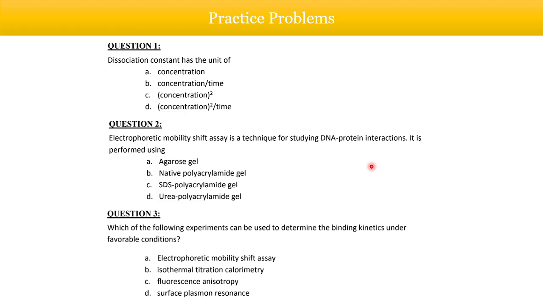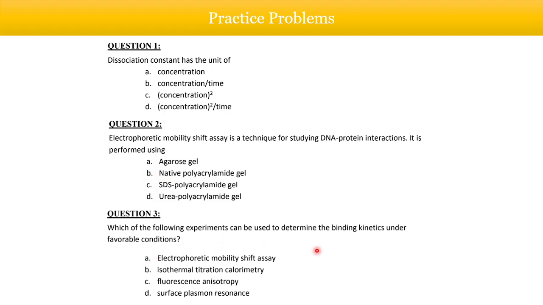It is a native polyacrylamide gel. We cannot use SDS because we do not want the complex to break, or urea in a reducing condition, agarose gel, nothing can be used. We need a native gel where they will run according to the size or the charge or something like that. So we want these proteins, or this complex, to be in the native form. So option B is correct.